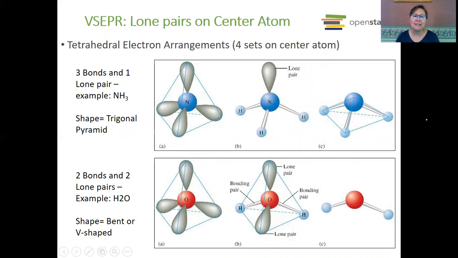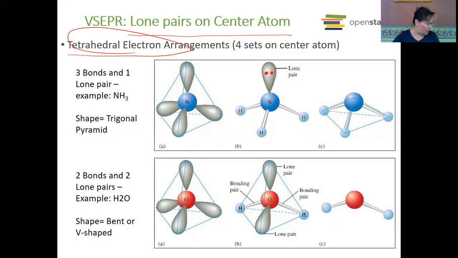Okay, now let's take a look at what happens when we have lone pairs on the central atom. So we still have a tetrahedral electron arrangement, 4 sets on a center atom, but in some cases it's a lone pair. So in this first one, in ammonia, we have NH3 and we have a lone pair of electrons up here. And I'm going to draw the electrons in the paddle. Okay, so what happens is we have the tetrahedral structure.